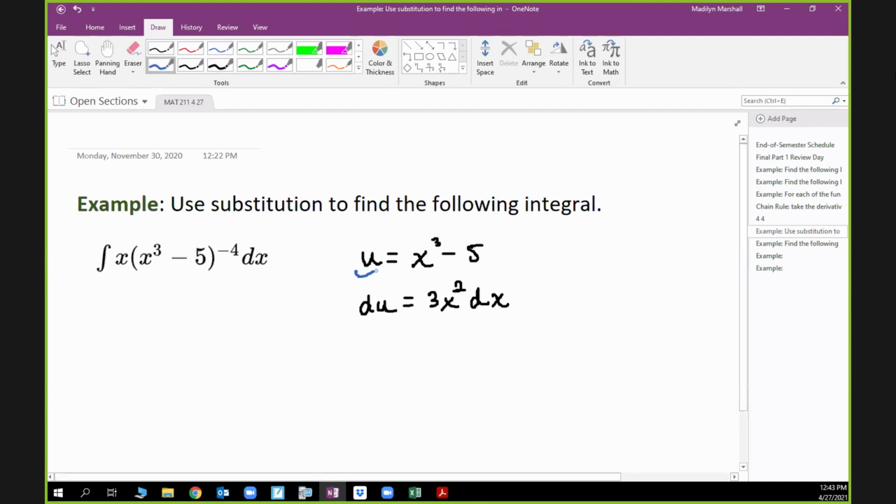So our u, we can start by looking at the u. So we have x cubed minus 5, and that is in here. So that is going to replace that interior part. That -4 power is just on that piece, so that's not going anywhere. The other thing that we have to replace, though, is the x dx.